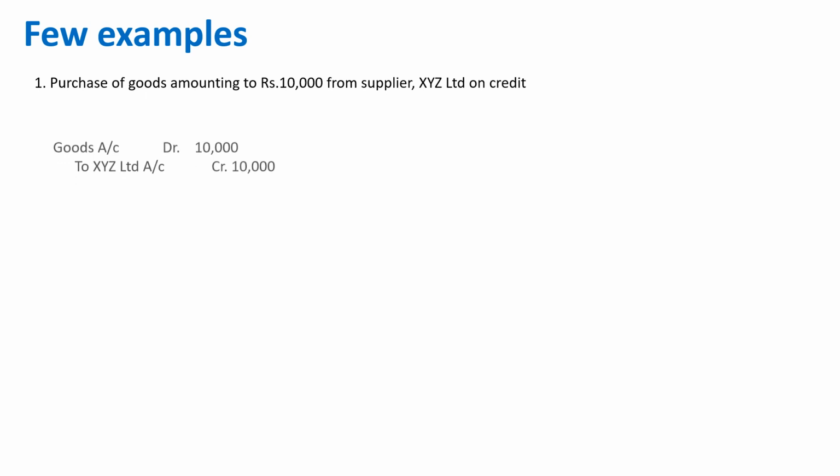Now let's take a few examples to understand how the journal entry needs to be recorded based on the type of accounts. One, purchase of goods amounting to rupees 10,000 from supplier XYZ Limited on credit. Here goods account debited rupees 10,000 and XYZ Limited account credited rupees 10,000. In this transaction, there are two accounts, correct? One is goods, which is coming into the company, and another is XYZ Limited, which is a personal account, and he is the giver of goods. We are not paying cash to him, so he is still a vendor to whom the company is going to pay in future.